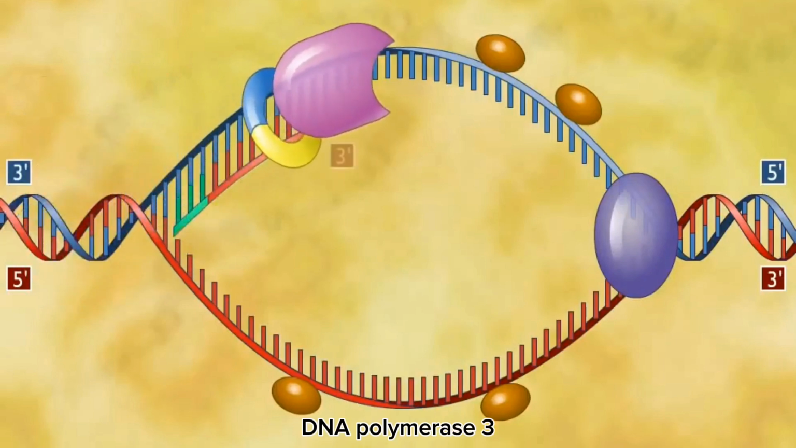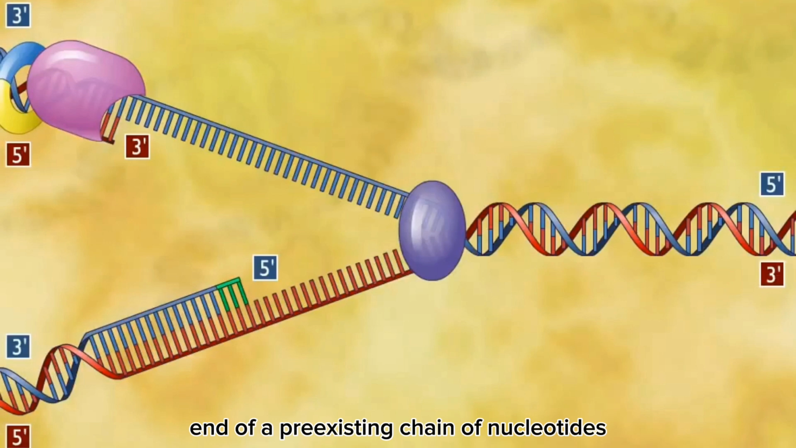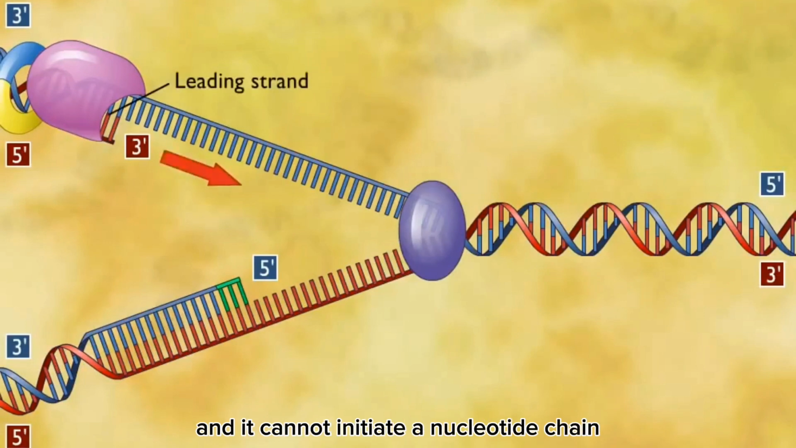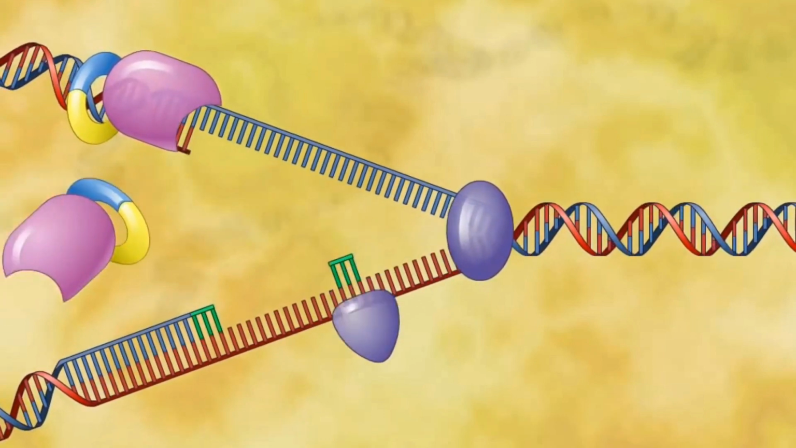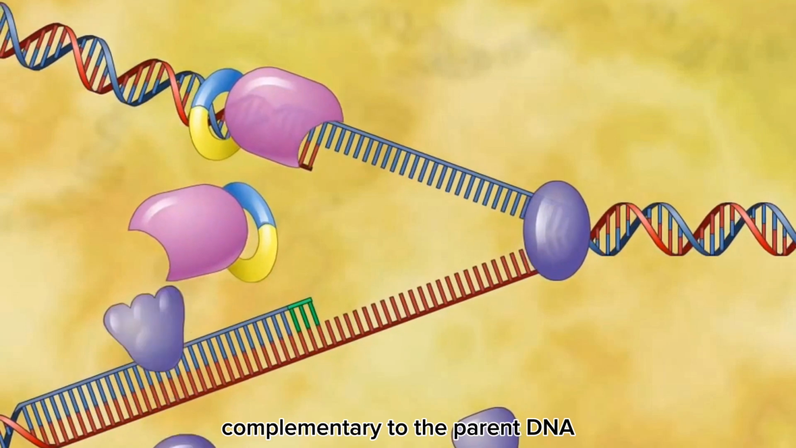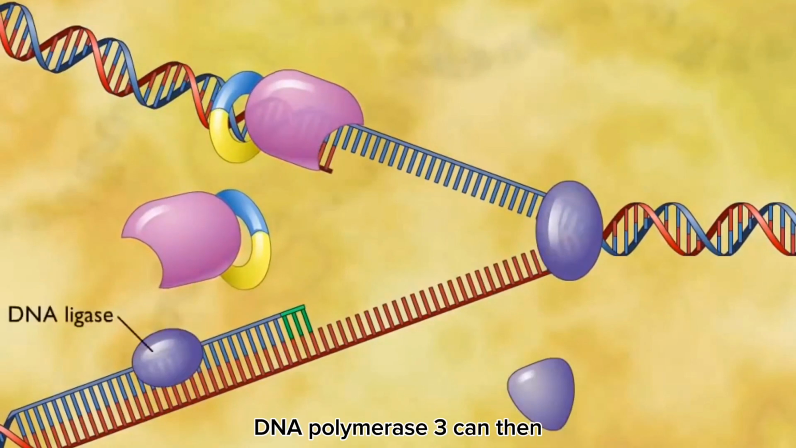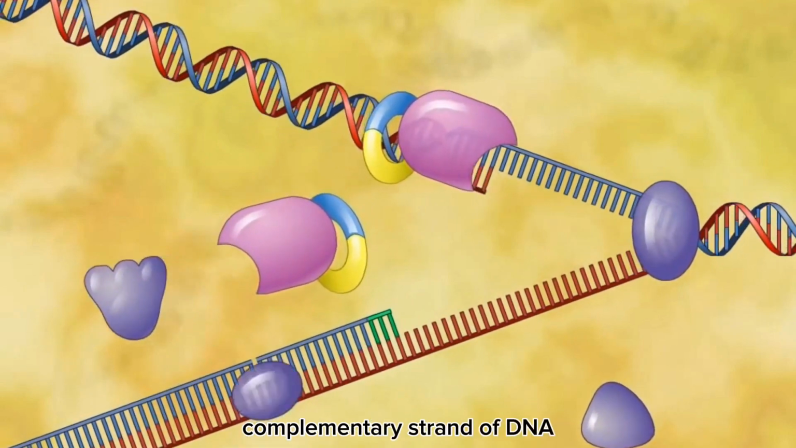DNA polymerase III can only add a nucleotide to the 3' end of a pre-existing chain of nucleotides, and it cannot initiate a nucleotide chain. Therefore, an RNA polymerase called a primase constructs an RNA primer, a sequence of about 10 nucleotides complementary to the parent DNA. DNA polymerase III can then add deoxyribonucleotides to synthesize the new complementary strand of DNA.